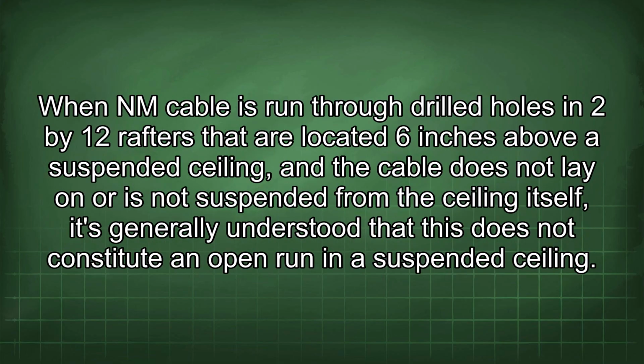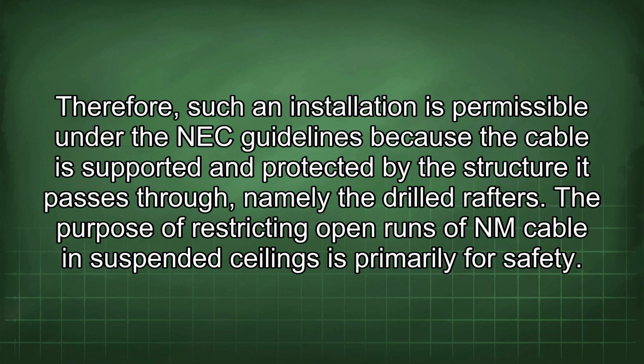When NM cable is run through drilled holes in 2x12 rafters that are located 6 inches above a suspended ceiling, and the cable does not lay on or is not suspended from the ceiling itself, it's generally understood that this does not constitute an open run in a suspended ceiling. Therefore, such an installation is permissible under the NEC guidelines because the cable is supported and protected by the structure it passes through, namely the drilled rafters.